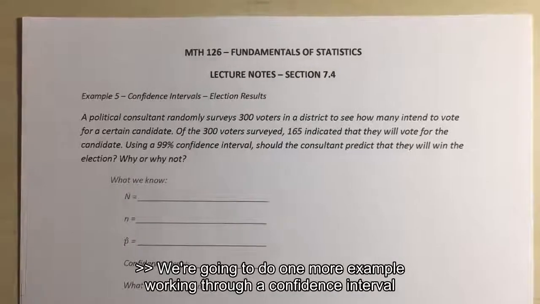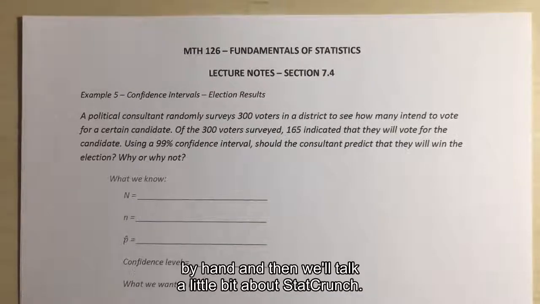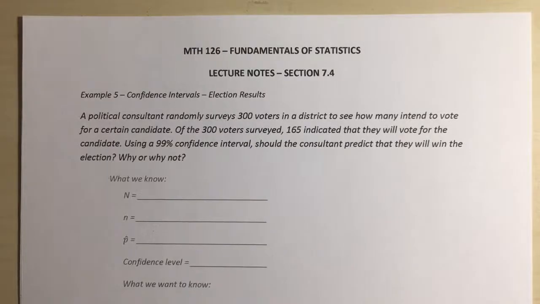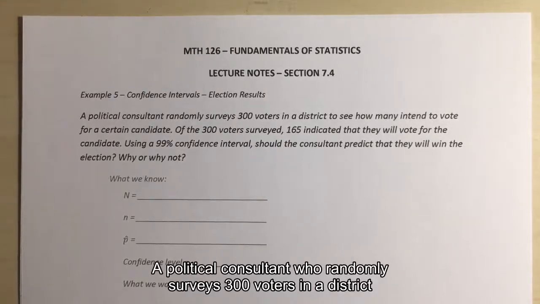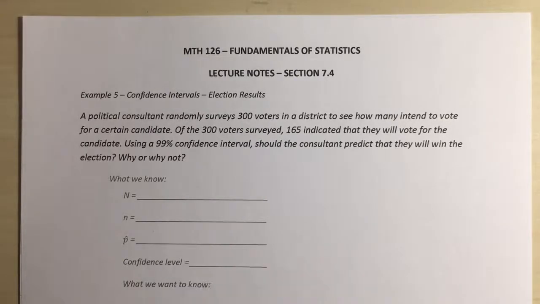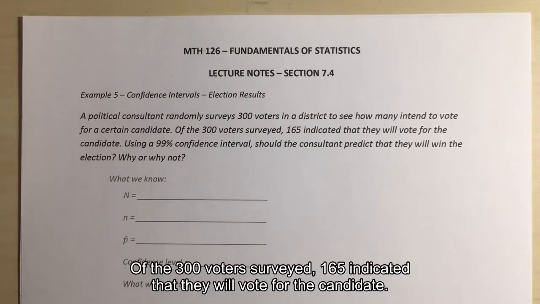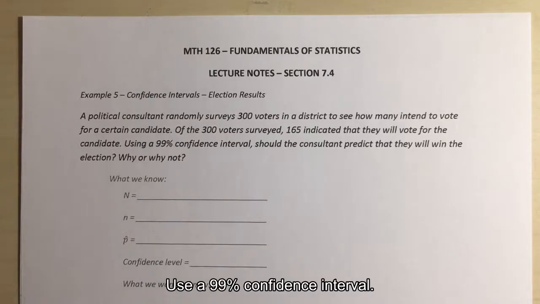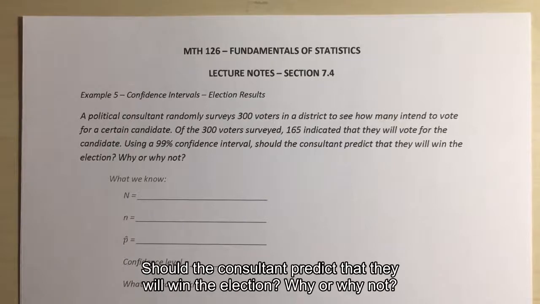All right, so we're going to do one more example working through a confidence interval by hand, and then we'll talk a little bit about StatCrunch. So a political consultant randomly surveys 300 voters in a district to see how many intend to vote for a certain candidate. Of the 300 voters surveyed, 165 indicated that they will vote for the candidate. Use a 99% confidence interval. Should the consultant predict that they will win the election, why or why not?